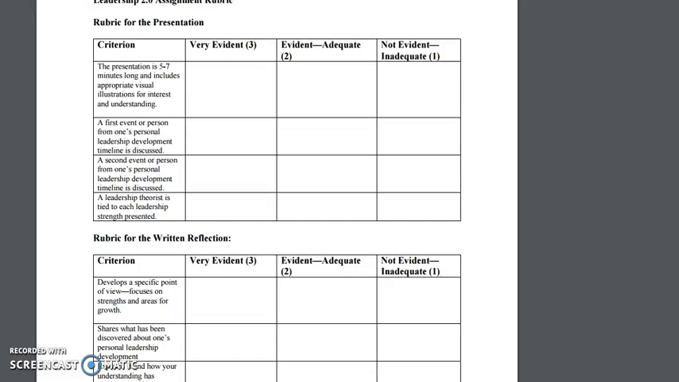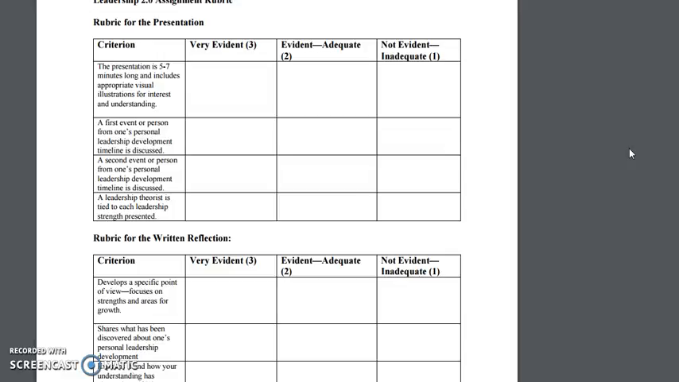Now I want to go back to look at the rubric itself, and so you can see that the presentation does include appropriate visual illustrations. There was an event or a person from the Leadership Development Timeline, both in terms of the stories that she told and also the people that she cited. And then the second event is also discussed, and she did a good job of tying the leadership theorist into each of the leadership strengths that she chose to present.